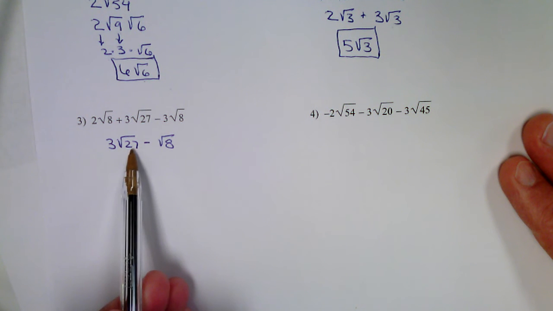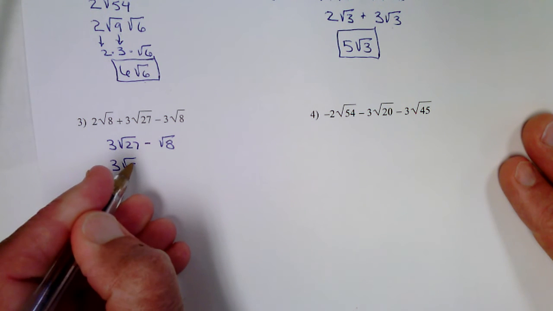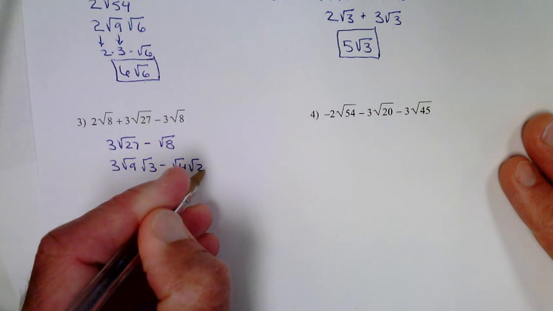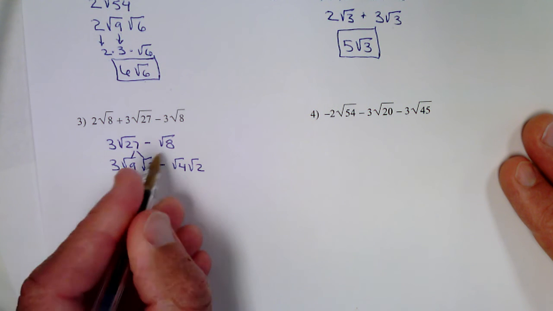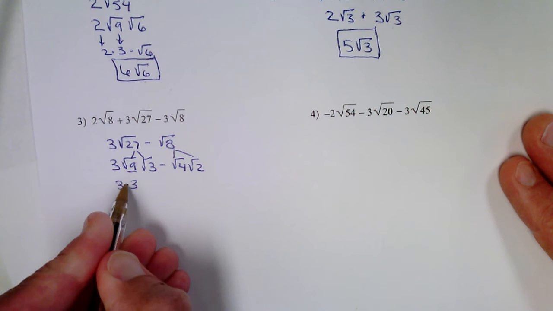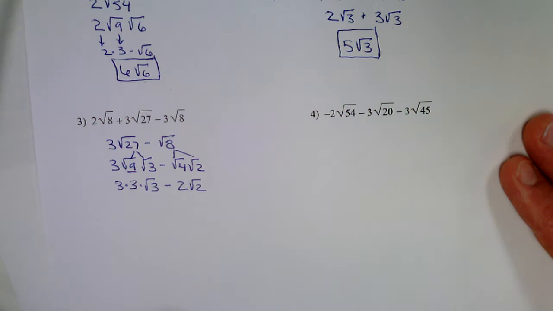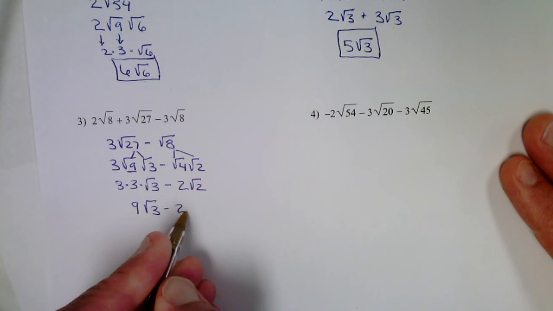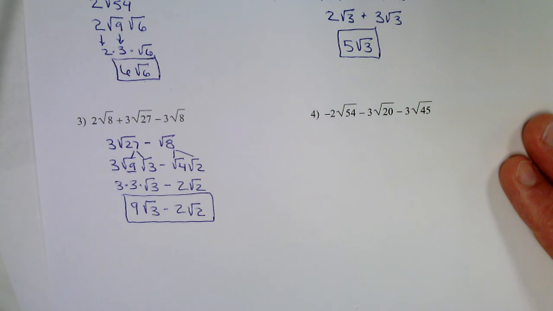And now we take a look and say, hey, wait a minute, I got 27 and 8. Both of those have perfect squares, so I have to simplify. 3 square root of 9 times square root of 3, minus square root of 4 times square root of 2. We break down the 27 here. We leave the 3 outside. 8 is 4 and 2. Square root of 9 is 3, so this becomes 3 times square root of 3 minus 2 square root of 2. Multiply those together. 9 square root of 3 minus 2 square root of 2, once again, is my final answer.